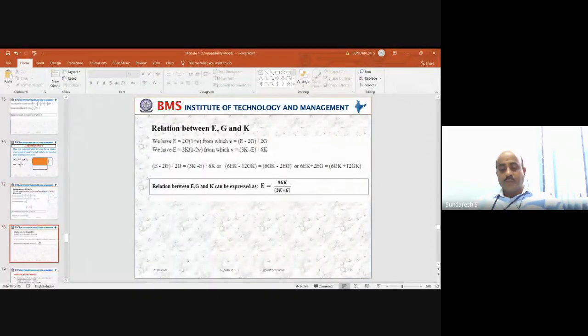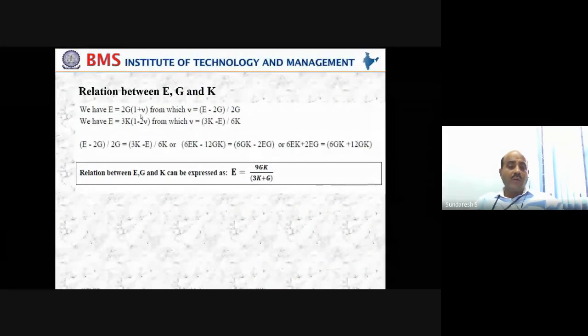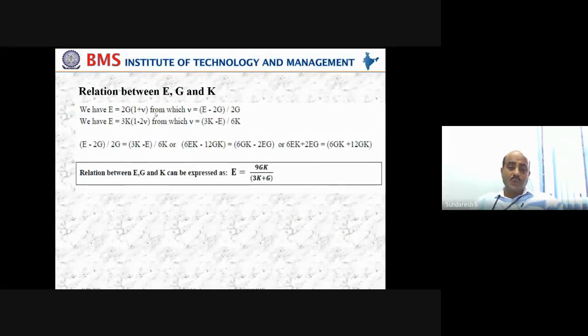This is a very simple derivation. I think you can easily do this. We have E is equal to 2G into 1 plus nu. Am I right? From this, we will write an expression for nu. We will express nu in terms of E and G. So this is the expression you will get: nu is equal to E minus 2G divided by 2G.